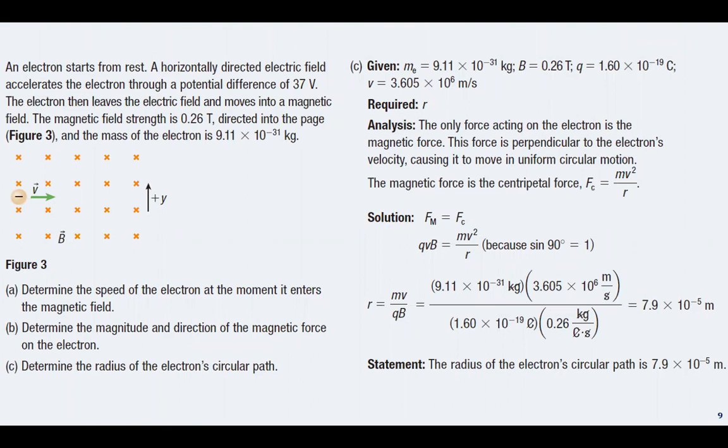So we have Fc equals mv squared over r, and on the other hand, we know Fm equals qvb. Therefore, we have qvb equals mv squared over r. And in this way, we can solve the radius of the motion: r equals approximately 7.9 times 10 to the negative 5 meters. That's the radius of the electron's circular path.